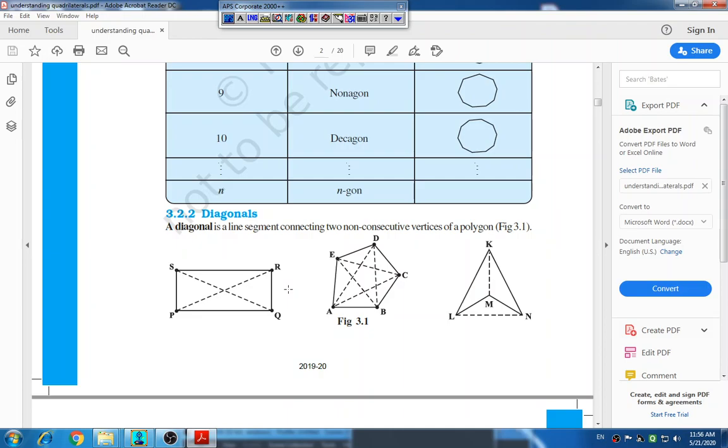In the second figure, we can write the names of the diagonals. Look here, from point A, we get two diagonals, diagonal AD and diagonal AC. From B, diagonal BE and diagonal BD. From C, diagonal CE and diagonal CA. From D, diagonal DA, but we have already written diagonal AD here, so it is not necessary to write it again, or count it again and again. From E, we get diagonals EC and EB.